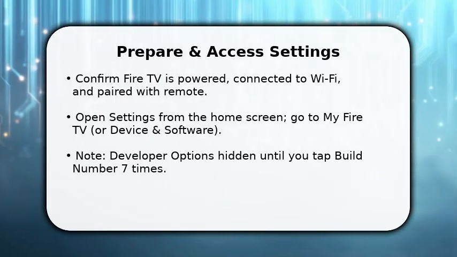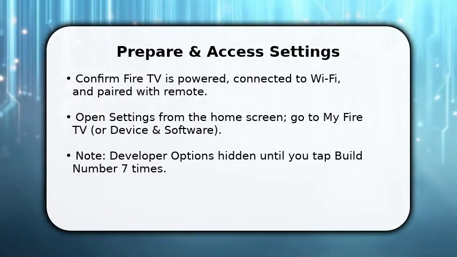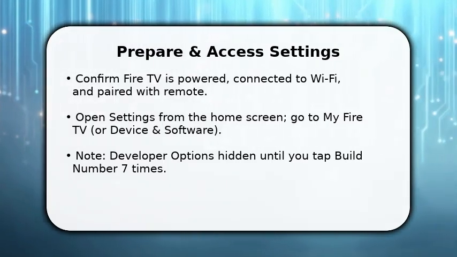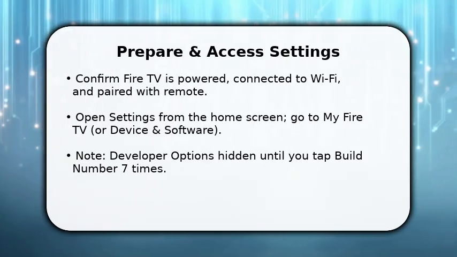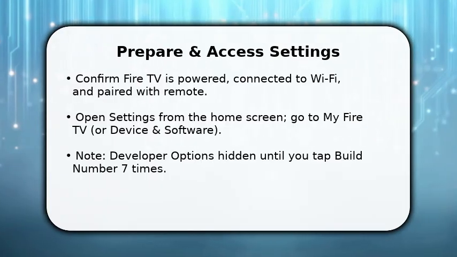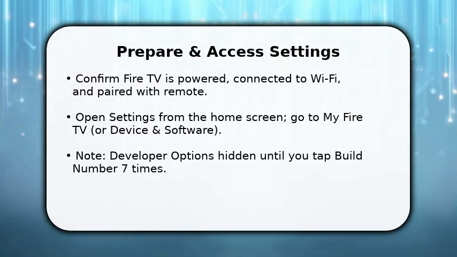Now you're going to reveal developer options. Highlight About, find the build number, and tap it 7 times. You'll see a short countdown and a message that developer options are enabled. This enables ADB and installation features you'll need next.